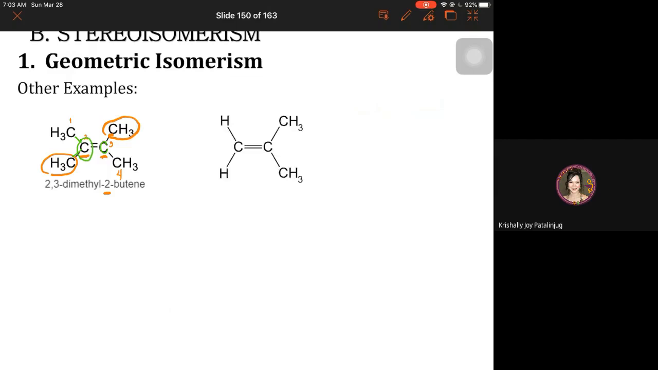Okay? Another example is the molecule 2-methyl-1-propene. Look at carbon 1, the double bond carbon: what is attached to it are all hydrogens. On the second carbon, the second double bond carbon, both are methyl. So this does not show geometric isomerism because of the same group of atoms directly attached to each double bond carbon.